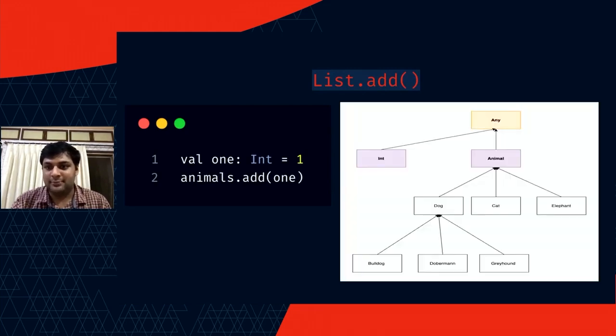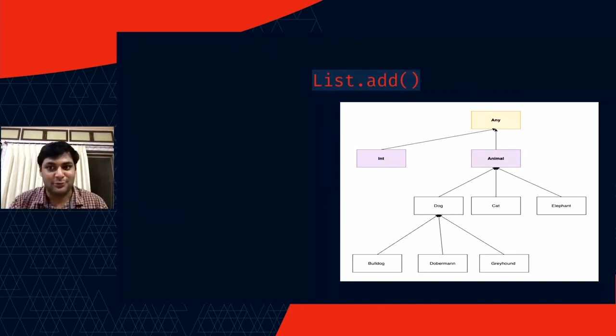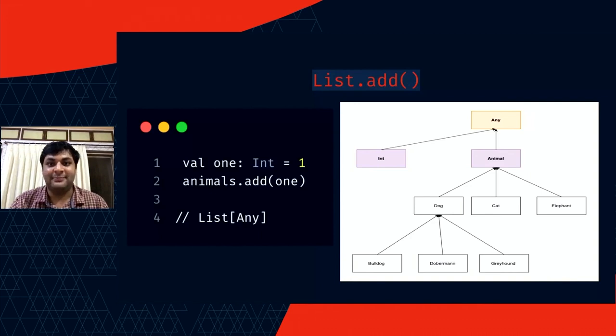Int and Animal have a common supertype, Any. So as we said, U should be greater than T, and therefore we return the List of U. It should resolve to a common supertype U. In this case, it's none other than Any. So we get List of Any. This way, you can see how from List of Bulldog to List of Animal to List of Any, we tried to widen our scope. So this is the widening that happens in a covariant list when performing an add operation.